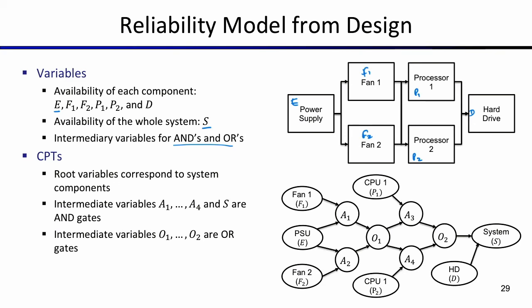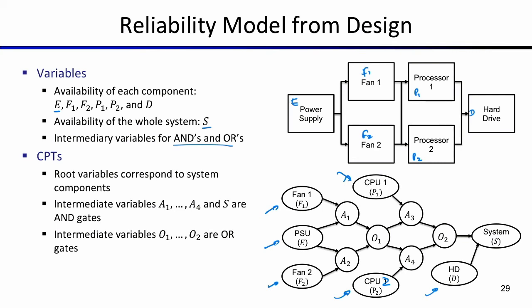First, we have these root variables that correspond to each component. So we have fan 1, the power supply, the PSU, fan 2, CPU 1, CPU 2, and the hard drive, and these are our root components. Each one will have a prior probability, so it's not going to be conditional. It's a prior probability indicating the availability of each of those components. Some of them are 98%, others are 90%, and things like this.